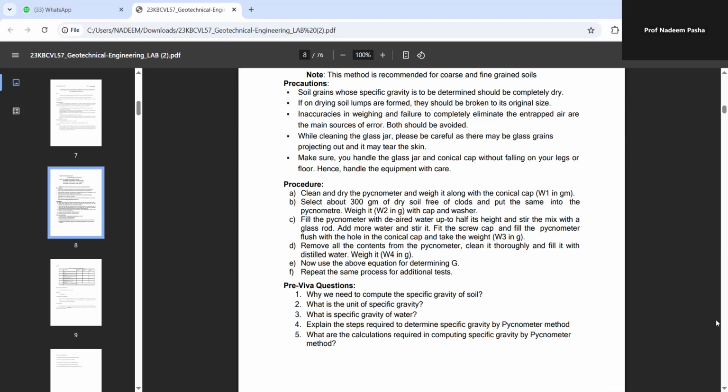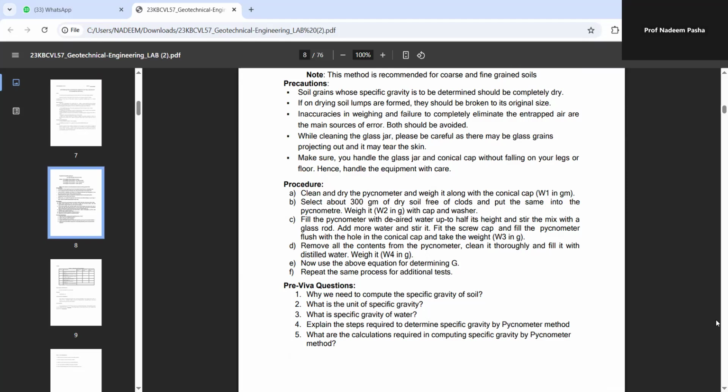Now, what is the procedure? First, clean and dry the pycnometer and weigh it along with the conical cap, W1 in grams. So the first step is to clean the pycnometer, dry it, and weigh it along with the cone. That will be the weight of the empty pycnometer, termed W1 in grams.